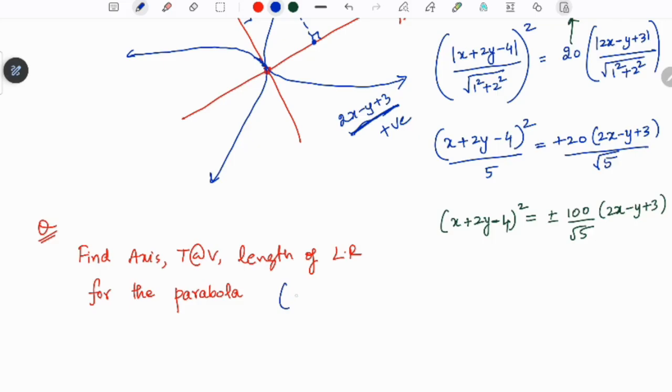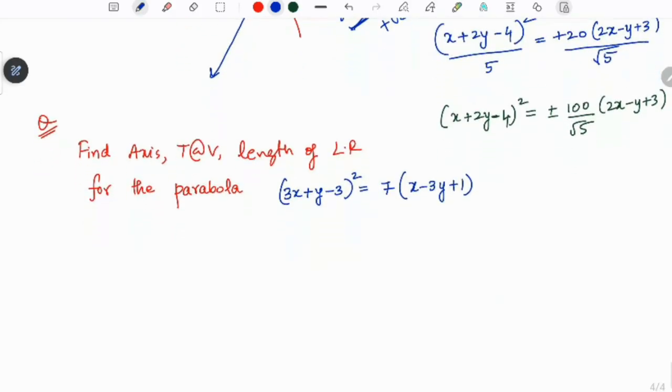3x plus y minus 3 whole square is equal to 7 into x minus 3y plus 1 whole square. That's it. On this parabola equation, I have to find the axis and tangent at vertex, and the length of the latus rectum.